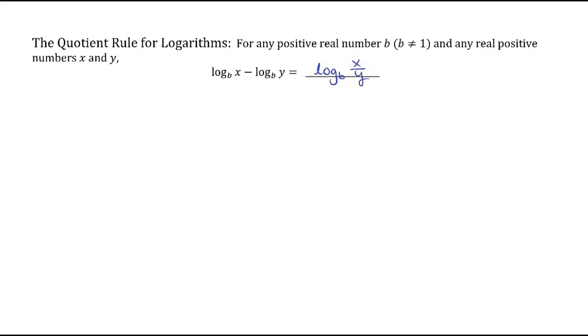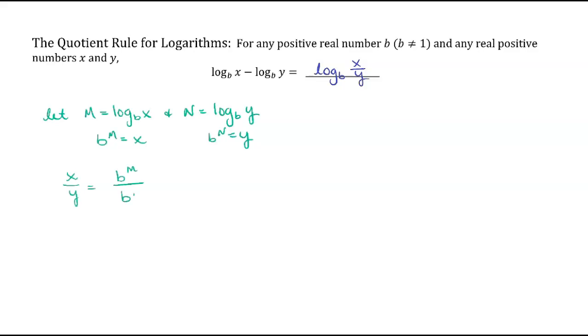This again follows directly from our properties of exponents. If we again let m equal log base b of x and n equal log base b of y, then b to the m is equal to x and b to the n is equal to y. And the quotient x divided by y is equal to b to the m divided by b to the n. And using our properties of exponents, we have that x divided by y is equal to b raised to the exponent of m minus n.